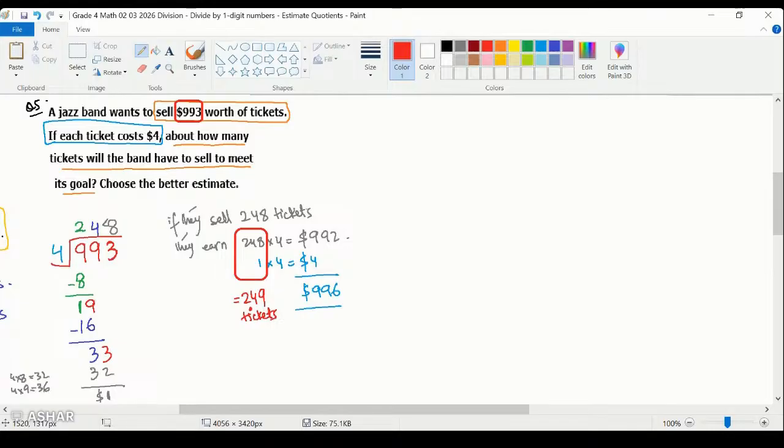They cannot earn one more dollar. So in order to earn one more dollar, they have to sell one more ticket, which gives them $4. 996 now. It's greater than 993, agreed? But we have to count the number of tickets, right? So the number of tickets will become 249 tickets. Agreed? Okay, thank you.